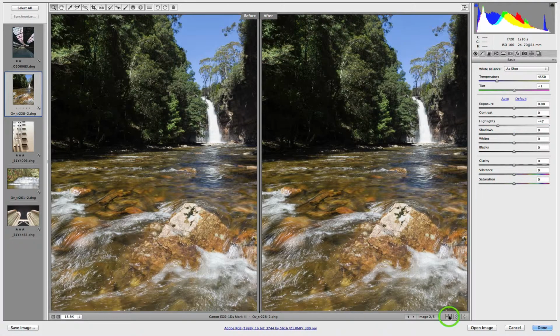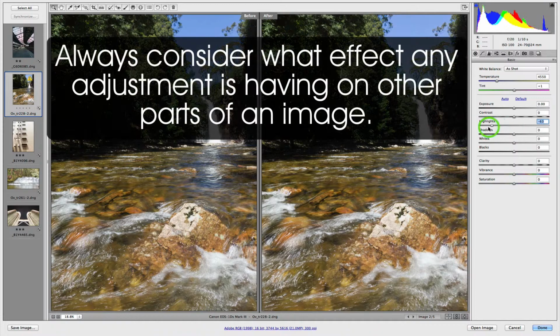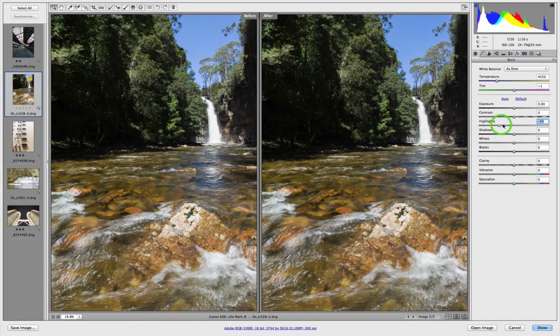On this waterfall image, again in split screen, I'll recover the highlights. Look how much of this foreground detail is being affected by the recovery of the highlights. The foreground is now darker and lower in contrast. Always consider the effect that your adjustments are having on the remainder of your image.